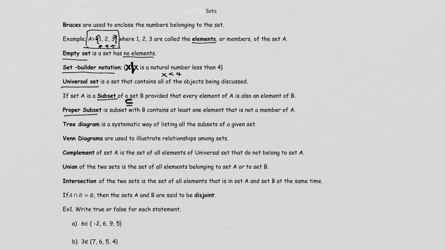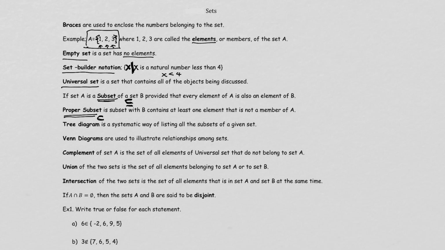We also have a proper subset. The notation of a proper subset looks like that, and that means that set B contains at least one element that is not a member of A. We're going to talk about proper subset and subset more in an example so you can see the difference. People always get confused, so we will go over the examples.